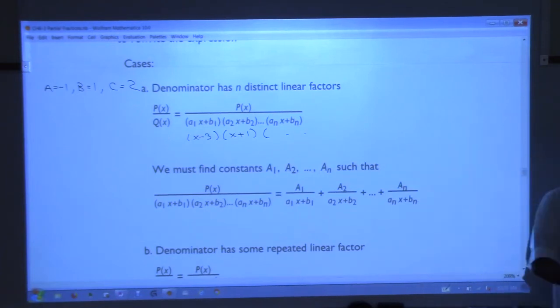Yes. Is there a chapter in the book that goes over quadratic? I do not believe so.